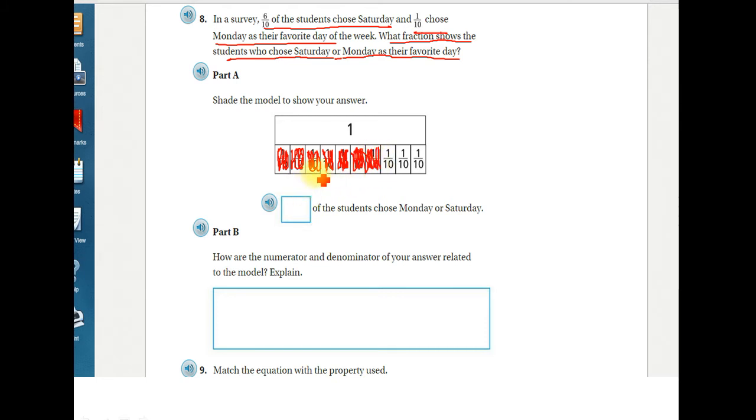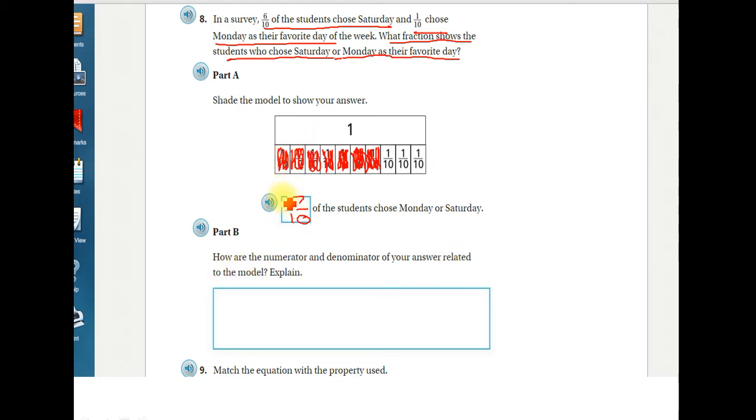So how many tenths altogether chose either Monday or Saturday? Well, 1, 2, 3, 4, 5, 6, 7 tenths. 7/10 of the students chose Monday or Saturday. Now let's look at part B. How are the numerator and the denominator of your answer related to the model?